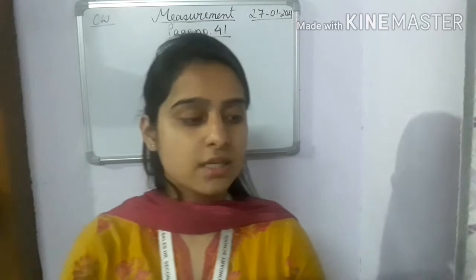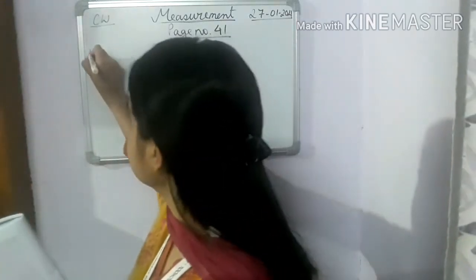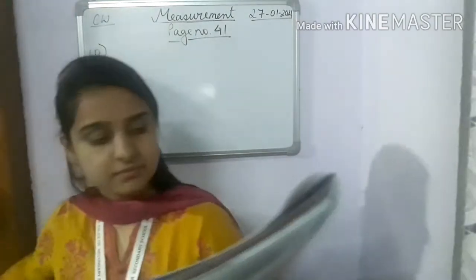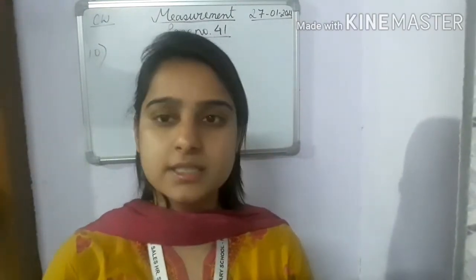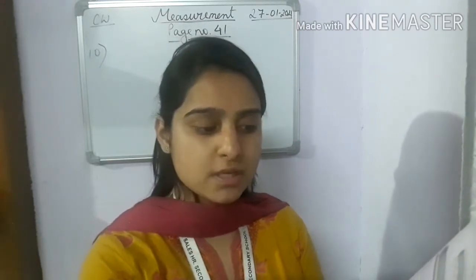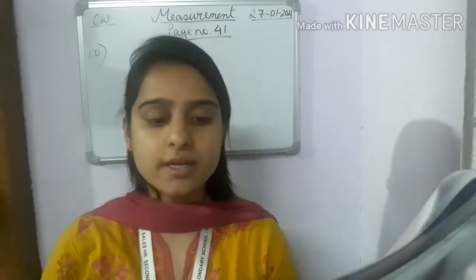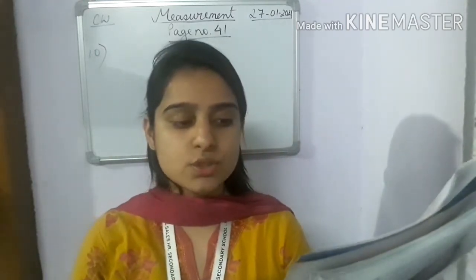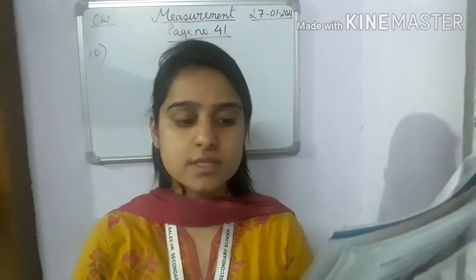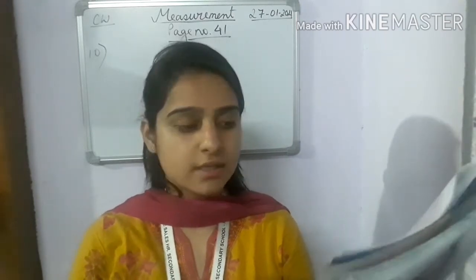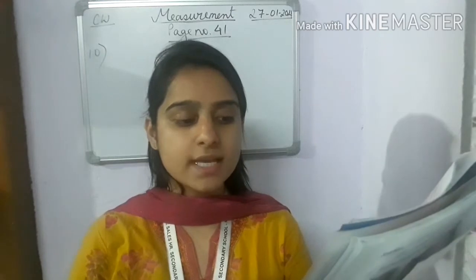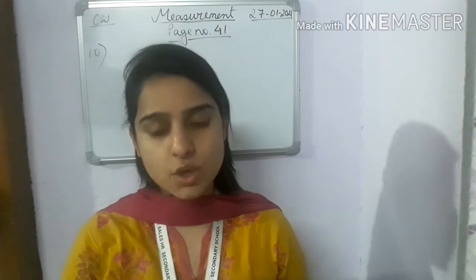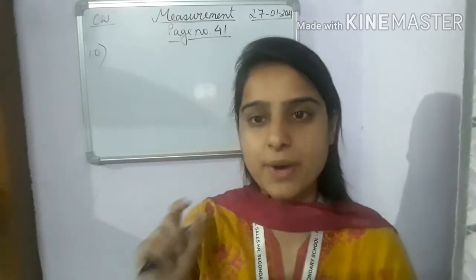So let's read question number 10. Aditya's father has two ropes. One is 15 cubits long and the other is 10 cubits long. He tries to tie a rope between two poles to hang the wet clothes. The distance between the poles is 12 cubits. Which rope will he use? So let's solve this question step by step.